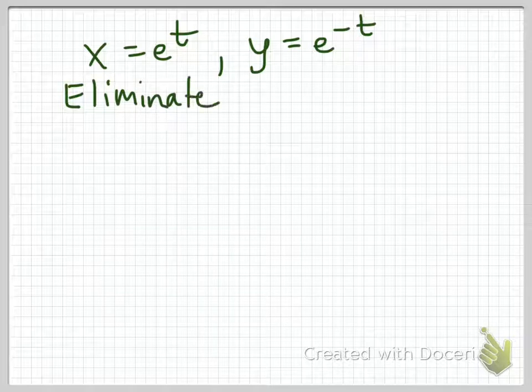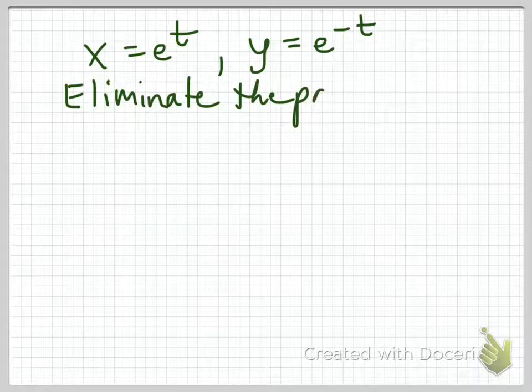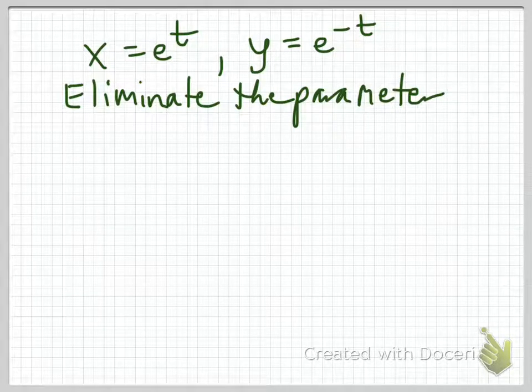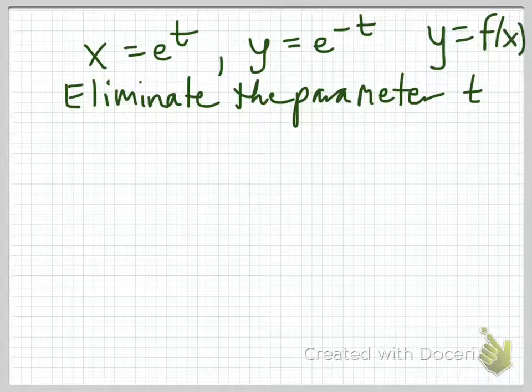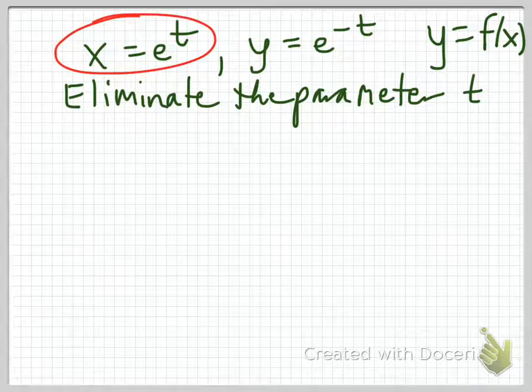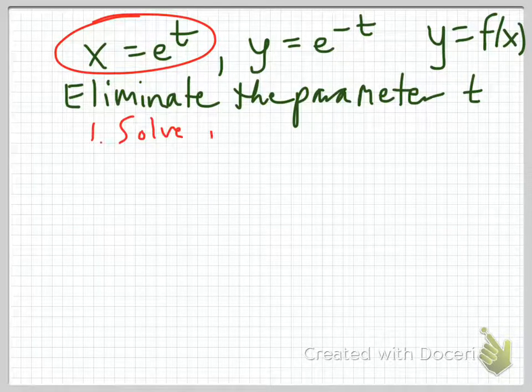Eliminate the parameter. So we're eliminating the parameter t. And how do we eliminate the parameter? Well, normally we see y is some function of x. Well, here x and y are functions of t. Well, if we get rid of the t, let's take our first equation, solve for t, and then substitute it into the other equation. So that's our goal. So step 1, solve for t. And you should write this down.